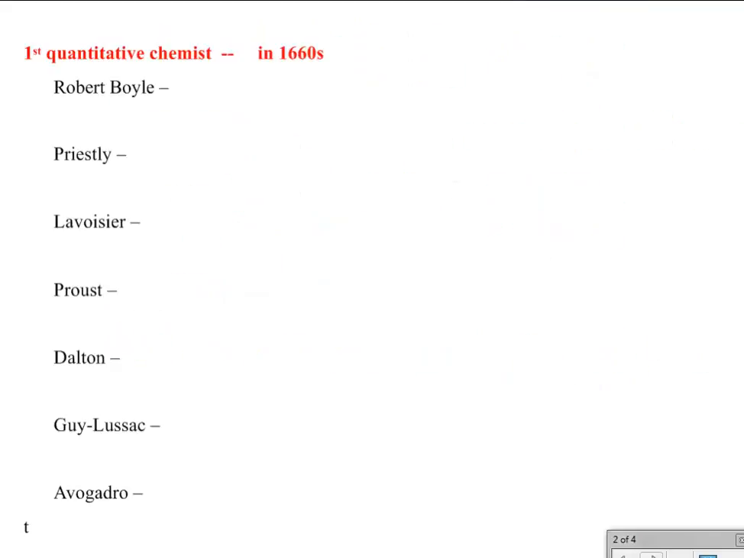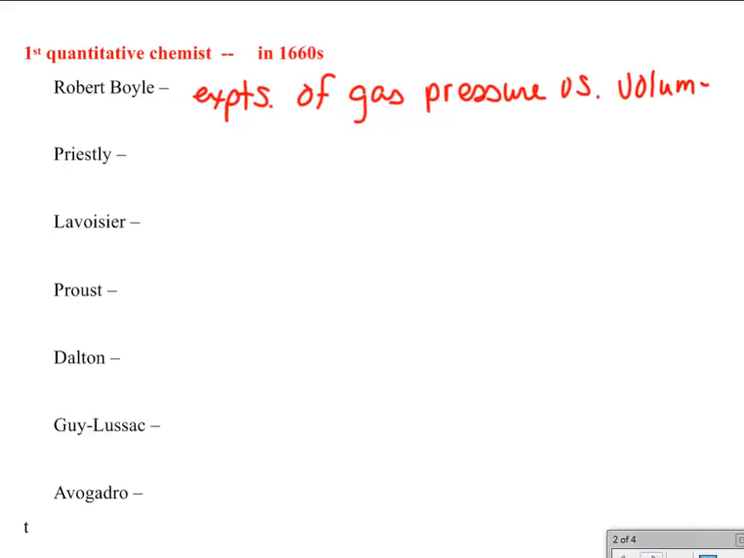the chemists in the 1600s were the first that really were truly experimental chemists. And we start out with, in somewhat chronological order, Robert Boyle. You know him from gas laws, and he did experiments looking at the relationship between pressure and volume of a gas. Joseph Priestley was a Brit, and he discovered that oxygen was necessary for organisms to live.